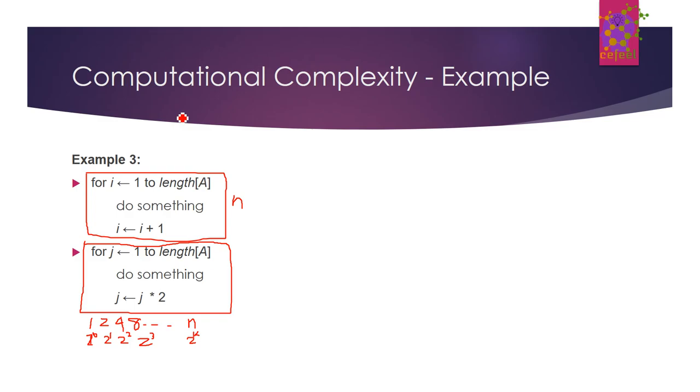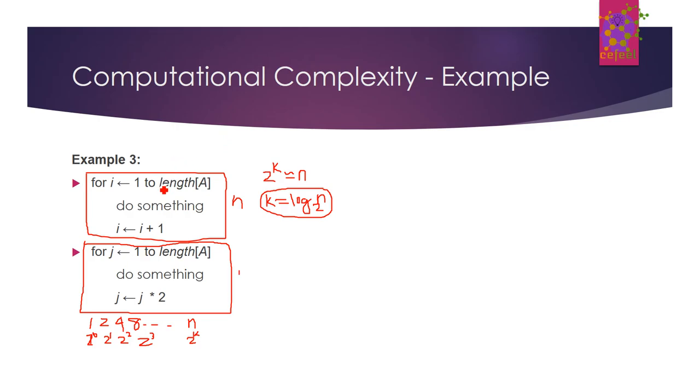Now if we calculate the value of k, since we know that the j loop will end when 2 to the power k is as close to n as possible, which means we can assume 2 to the power k is n. If we solve this equation, we will see that k is nothing but log of n. So k is log of n, and when we say log of n, it's log base 2. So this is the number of times the j loop will run.